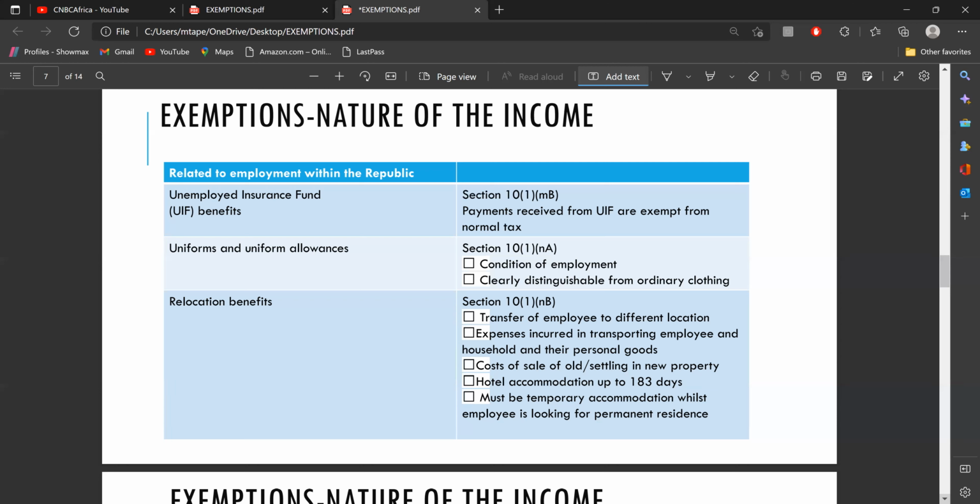Then there's relocation benefits, Section 10(1)(nb), and this is for transfer of an employee to a different location. This exemption would cover expenses incurred in transporting the employee, the members of his household, and their personal goods. So it would cover the transportation costs, the cost of selling the old property and settling into a new property. It would also cover hotel accommodation of up to 183 days, and this must be temporary accommodation whilst the employee is looking for a permanent residence.